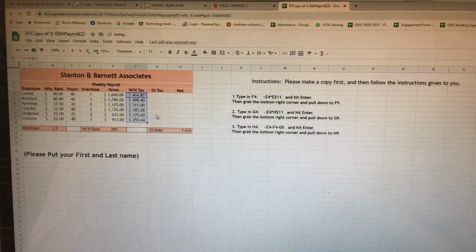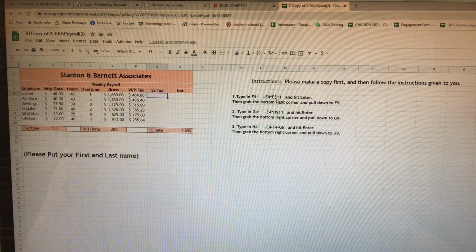And what does this all entail? What is this formula saying? So I'm taking E4, this right here, this price, times this rate. The reason why the dollar sign, if you remember, we keep a hold on it, okay? So the hold is important, and so every time I pull it down, it will multiply times that 28%.